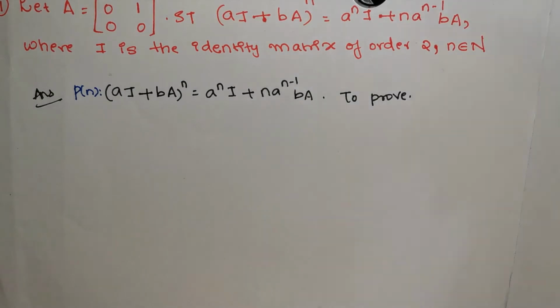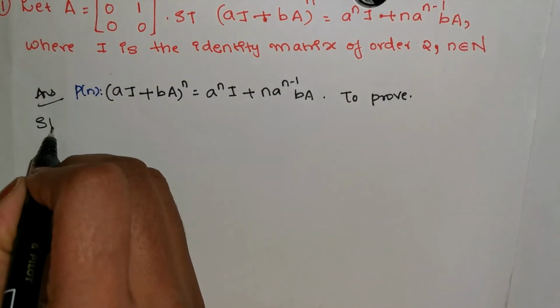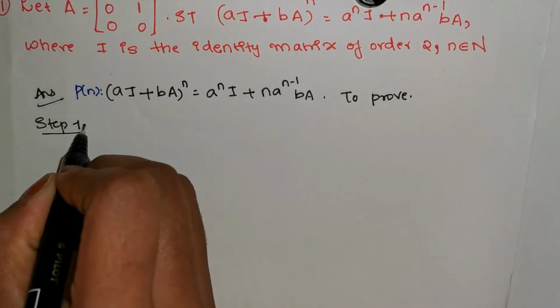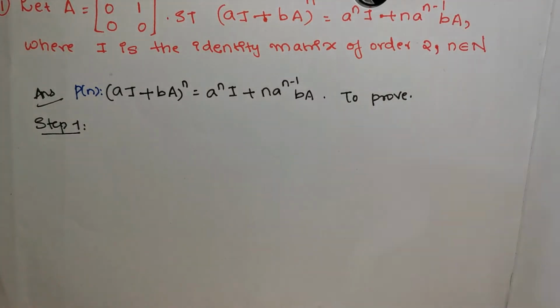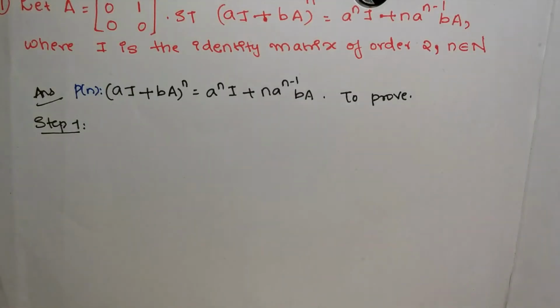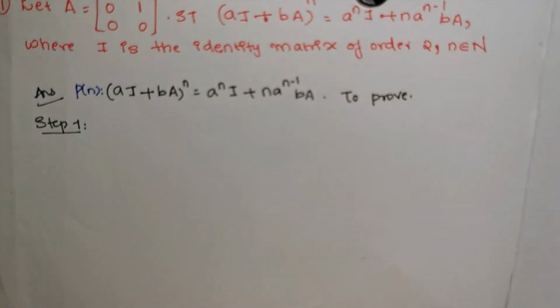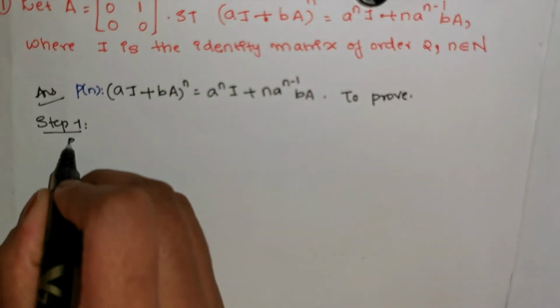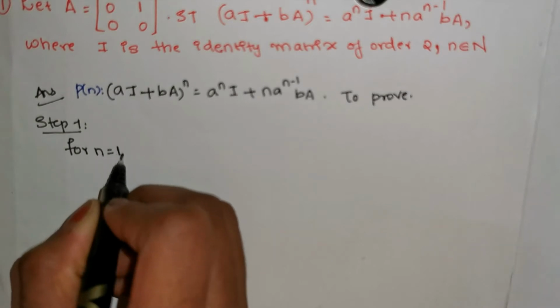Okay students, so the first step is step 1. In step 1 we are going to find whether this p of n is true for n is equal to 1, which means that we are going to substitute the value of n as 1, and we are going to check whether this side is equal to this side, which means that this is equal to this. Okay, so for n is equal to 1.